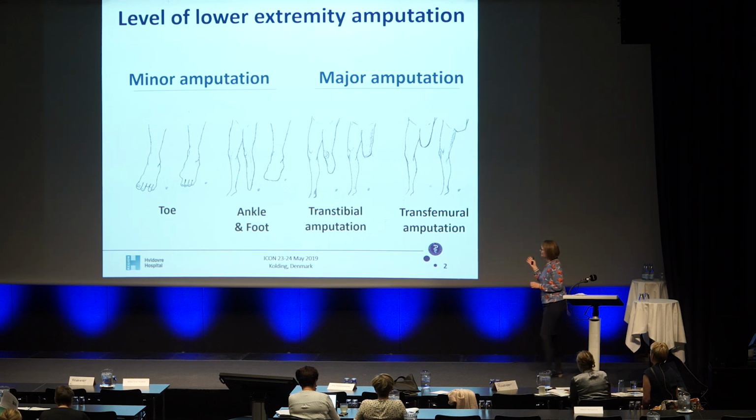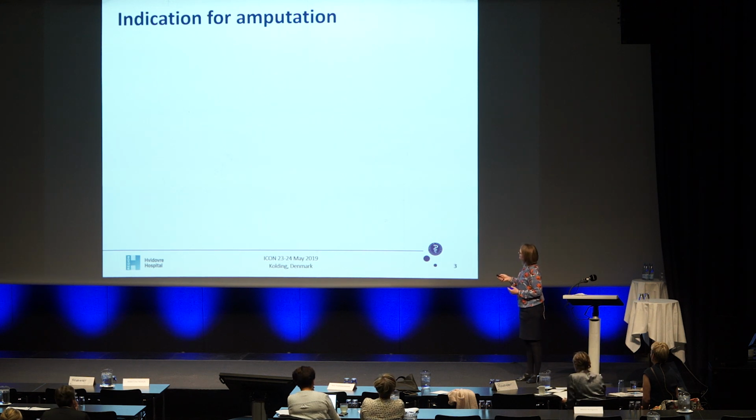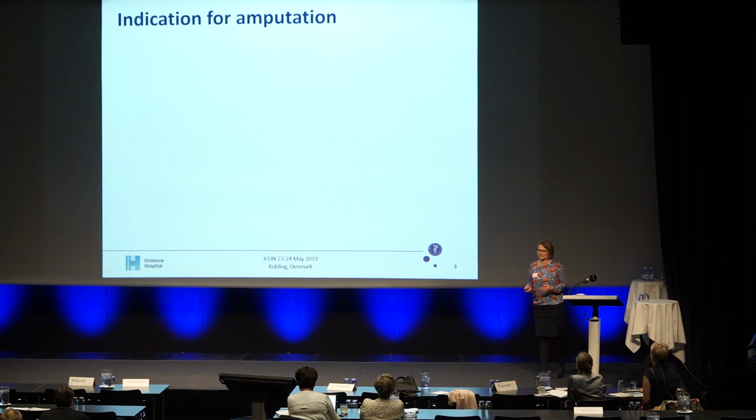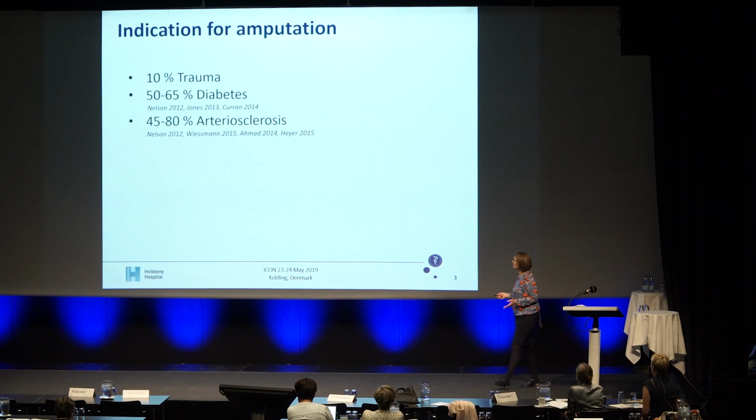So just to make sure that we all know what we're talking about, here we have minor amputation and the major amputation. These are the surgical procedures. And the patient I have examined is primarily the major amputation. The indication for amputation, as we have heard already, is primarily the chronic diseases. If you look to the literature, it is diabetes and it's atherosclerosis. A minor part of the patient is due to trauma, but I will not go into the patient with trauma.